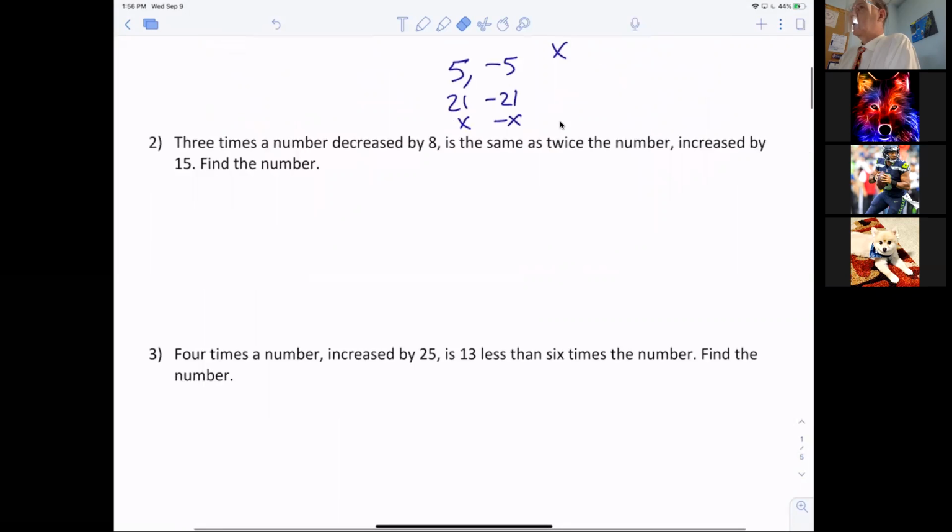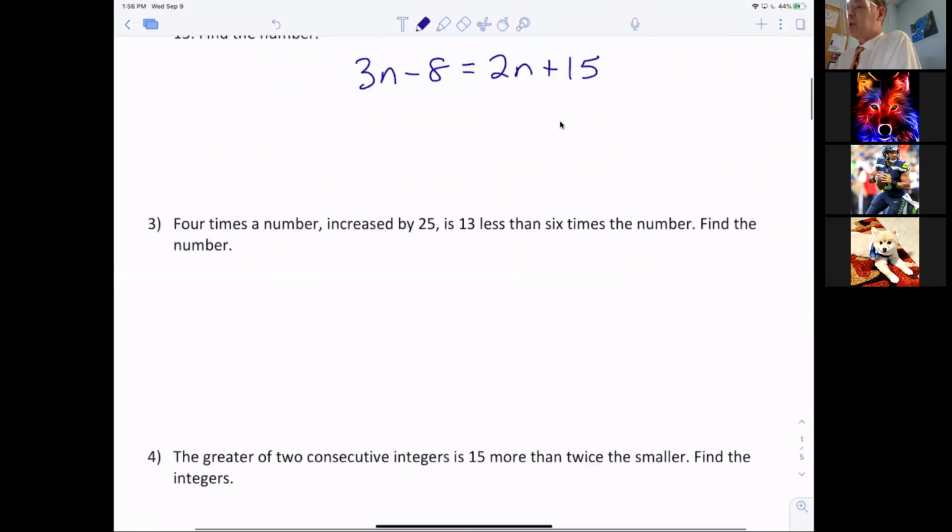So, Nate, go. 3n minus 8 equals 2n plus 15. Brilliant.